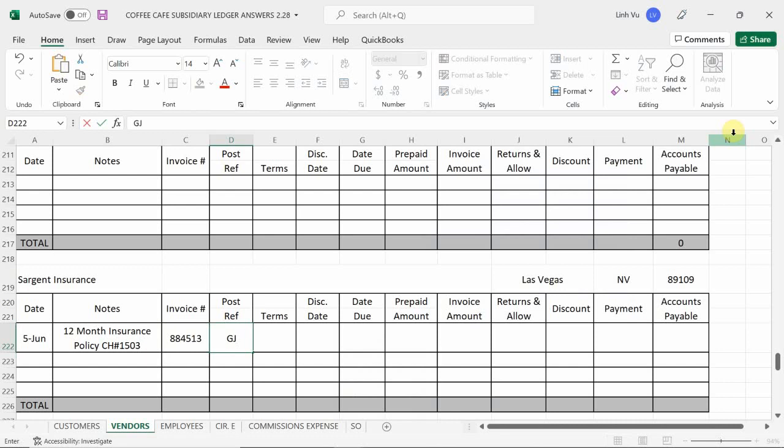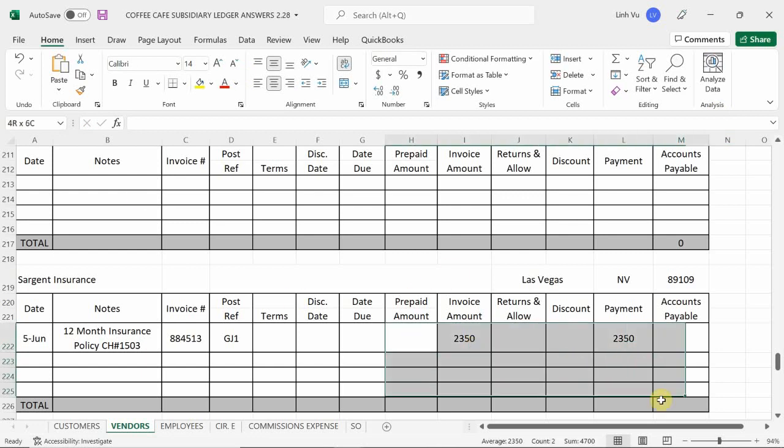General journal, right? It's still on the first page. Now in this case, your insurance did not give you any terms. Okay? So they don't give you the opportunity to take a discount. However, you know for a fact that you paid $2,350. And you paid for it. Okay? So let's go ahead and practice that formula one more time here.